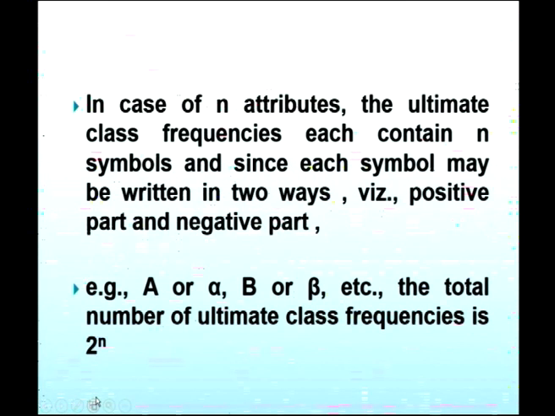In case of n attributes, the ultimate class frequencies each contain n symbols, and since each symbol may be written in two ways, with positive and negative part, we have class frequencies of order n. Example, A or alpha, B or beta, etc. The total number of ultimate class frequencies is 2 power n.